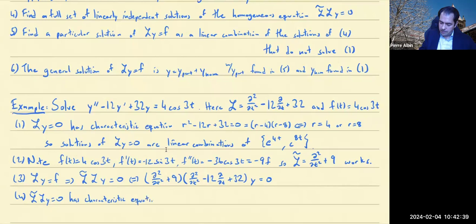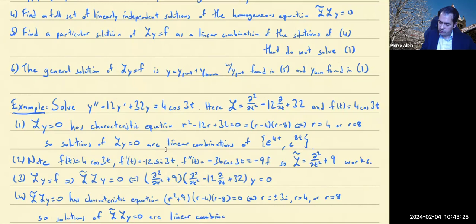As characteristic equation, (r squared plus 9) times (r minus 4) times (r minus 8) equal to 0, right, which has solutions r equal to plus or minus 3i, r equal to 4, or r equal to 8. So the solutions of L tilde L y equal to 0 are linear combinations of elements in the set e to the 4t, e to the 8t, sine of 3t, cosine of 3t.